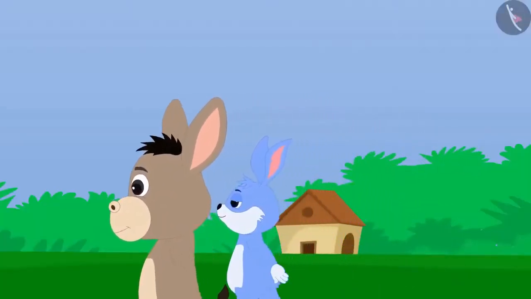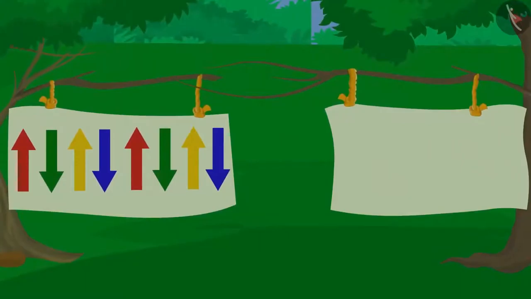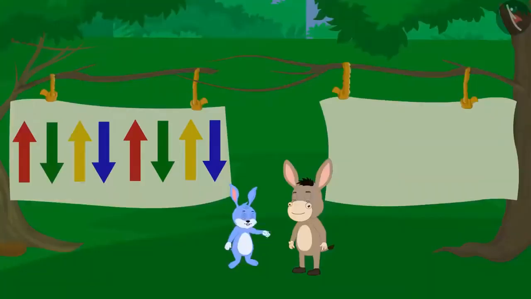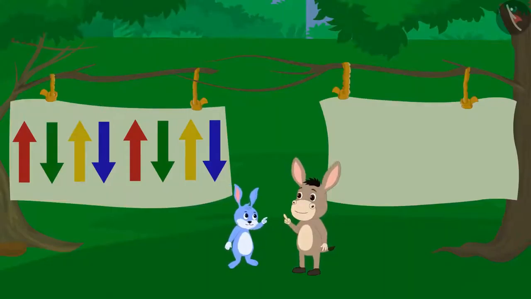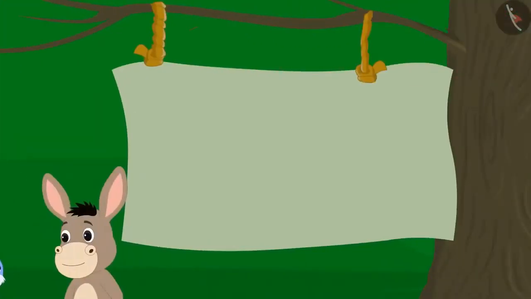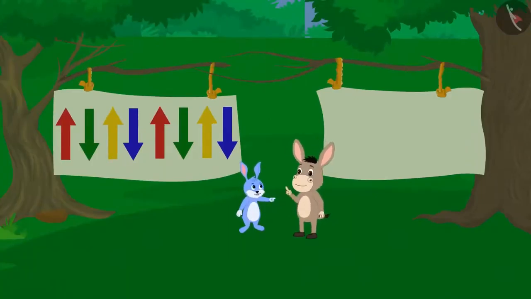At some distance, they saw a curtain between two trees. The curtain is divided into two parts. This kind of a pattern is made on one part of the curtain. Bhola and Bunny thought that if they make that pattern on the other side of the curtain and then pull both the curtains closer, then they will be able to complete that incomplete pattern as well.